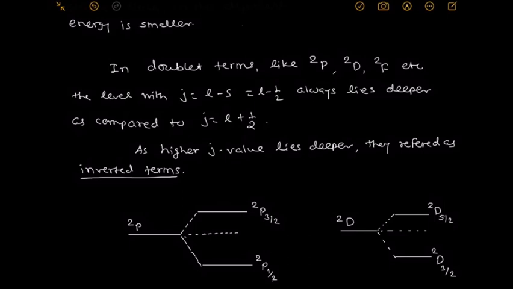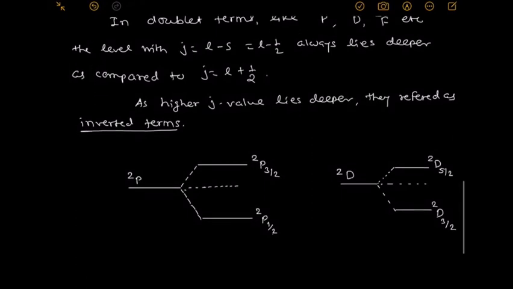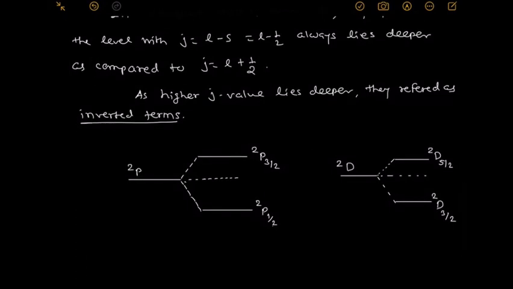But in certain cases, where the higher J value lies deeper, those terms are known as inverted terms. We refer to these terms as inverted terms only if the higher J values lie deeper. Hence remember, in the normal order states for each doublet term, the lower energy state always lies lower since it is more stable as compared to the other state, and that is the result.